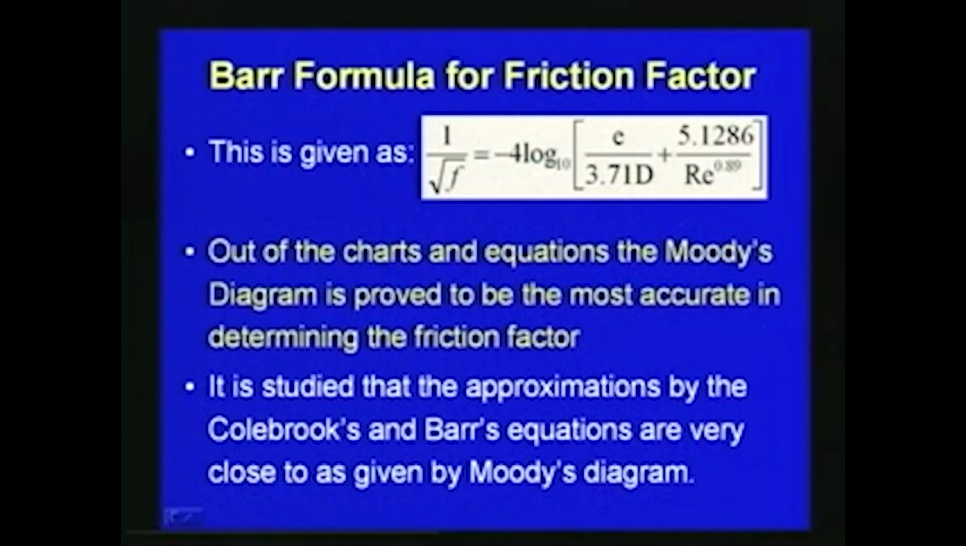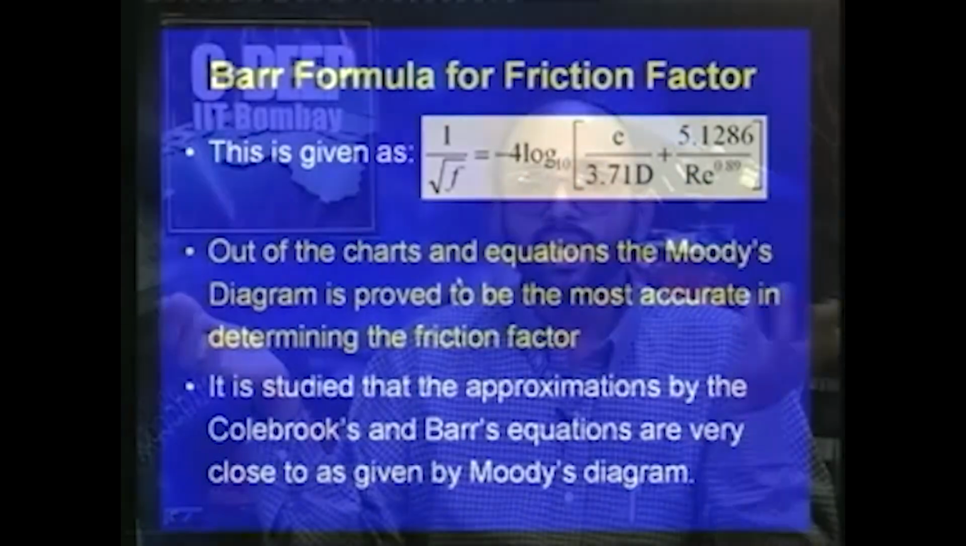Most of these equations relate friction factor with the relative roughness and the Reynolds number, as we have seen in the Colebrook equation or Barr's equation, and also as shown by Nikuradse. Out of the charts and equations, the Moody diagram and the Nikuradse charts, we can see that Moody's diagram is one of the most accurate in determining the friction factor. Also, the approximations given by Colebrook and Barr's equations are very close to what is given in Moody's diagram.